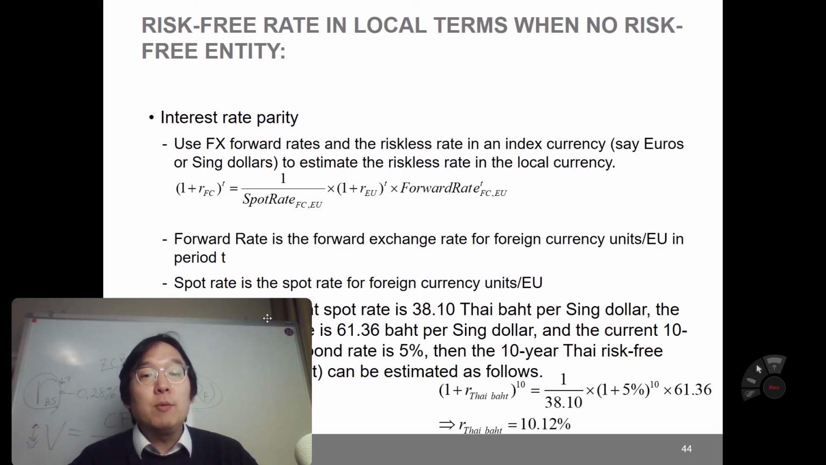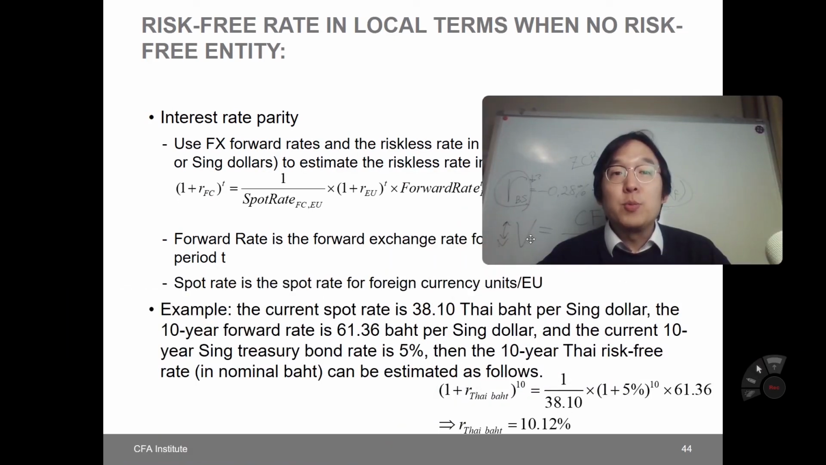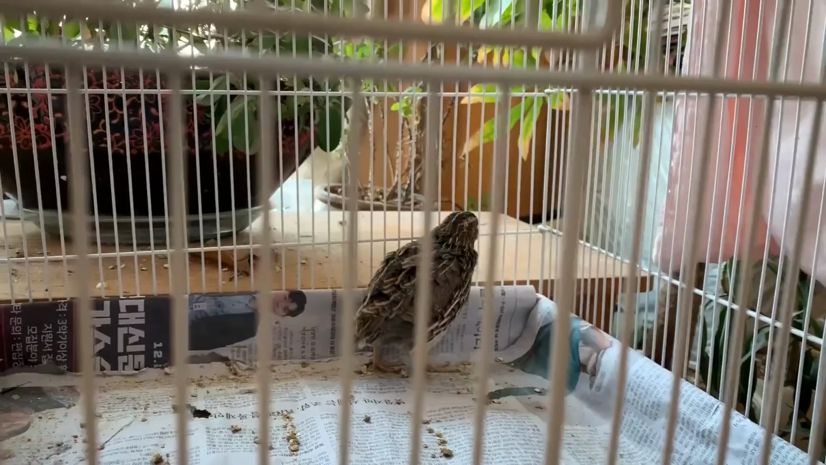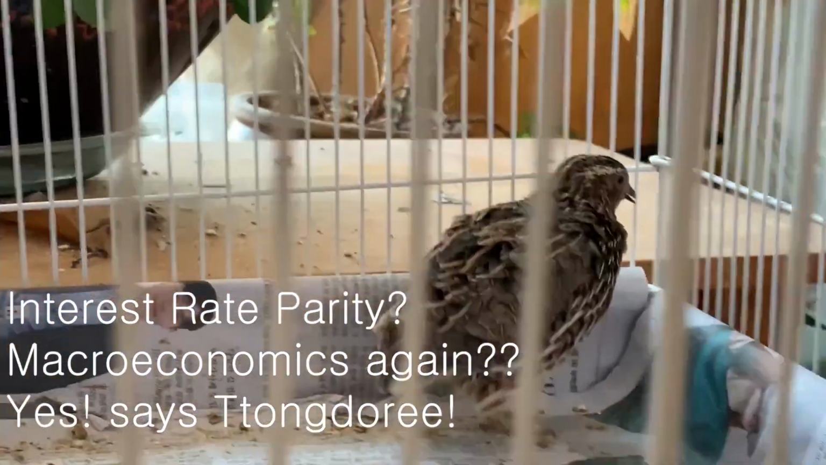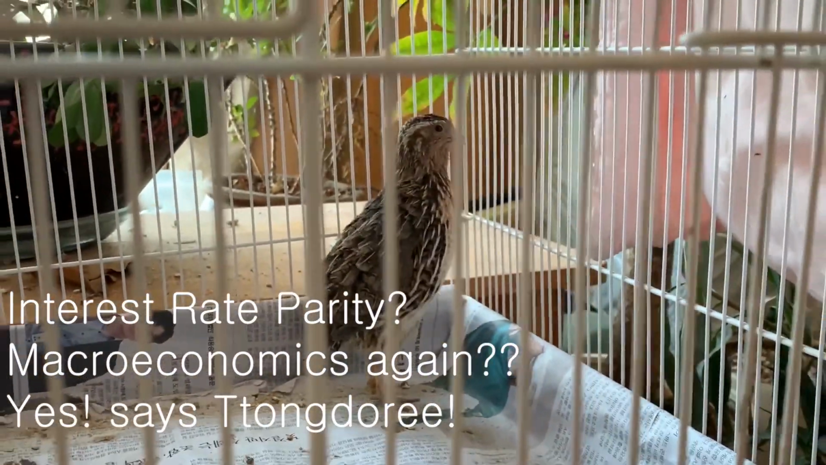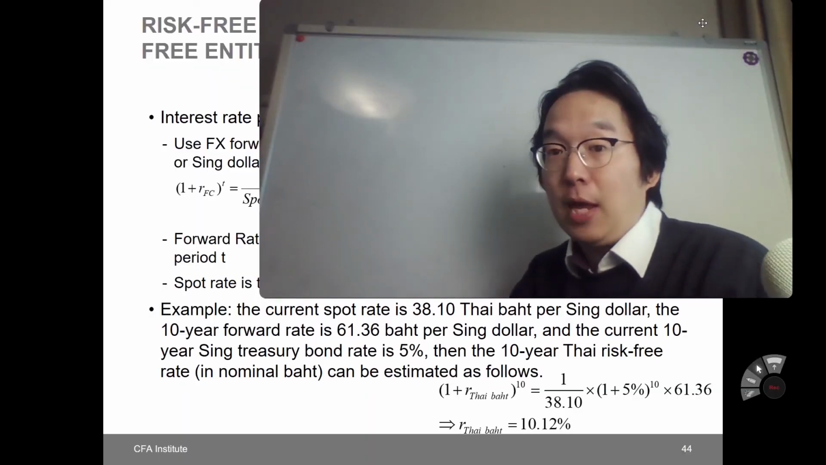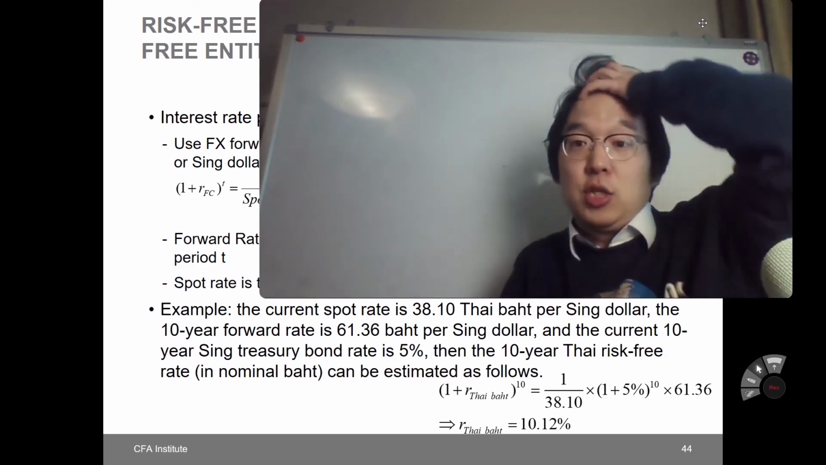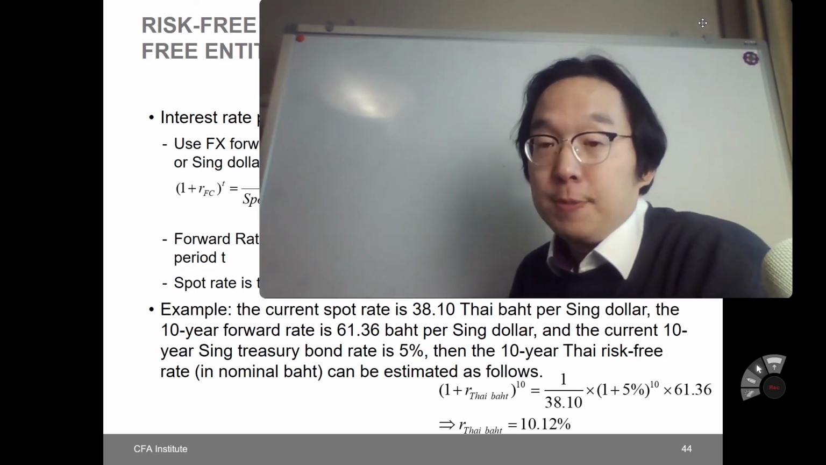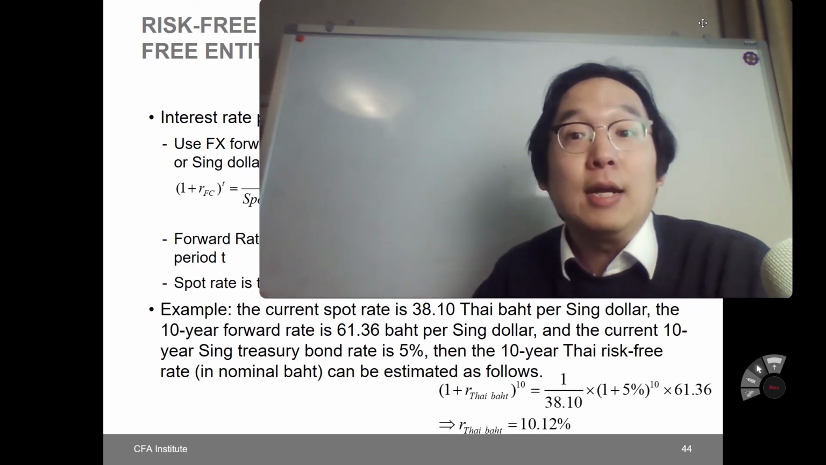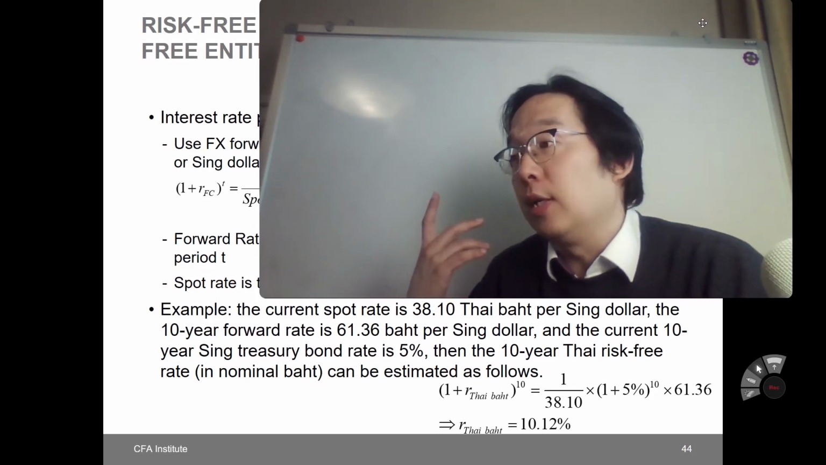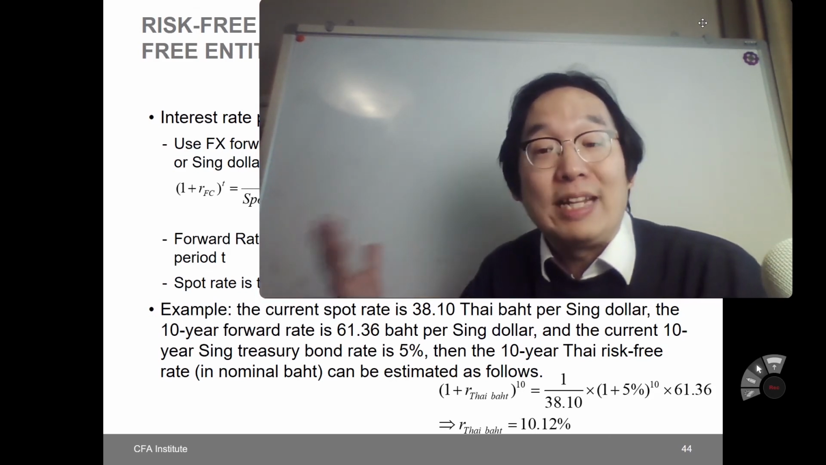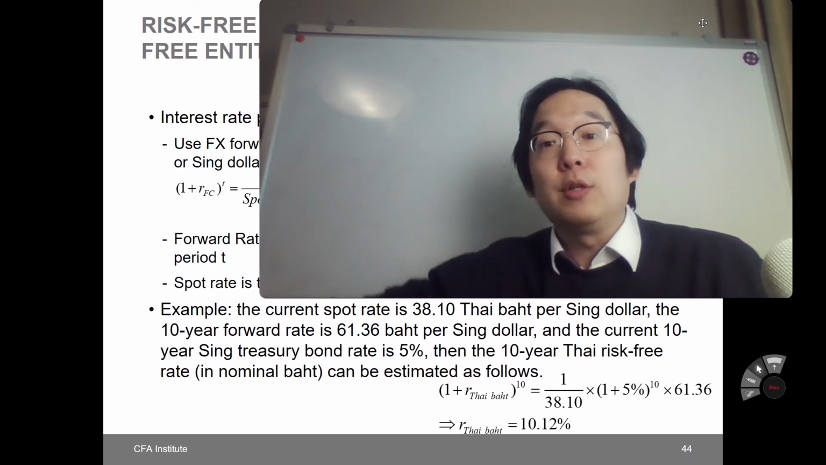Now, risk-free rate in local terms when no risk-free entity is there. The next approach is using interest rate parity relation. How do you do that? Well, for that part, you need to use the information coming from spot exchange market and forward exchange market. Spot exchange market is like current, right now. The FX rate that you have to use, right, to convert your currency right now. Forward is about the future contract, right?